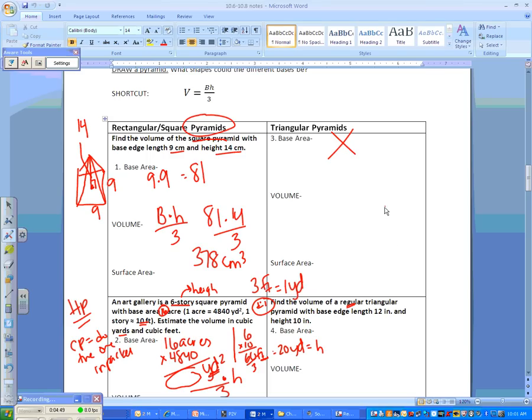I'll give you a hint. Regular, remember, means all the sides and angles are the same. So this is an equilateral triangle, and to find the area of the base, you're going to do base times height divided by 2. And remember, the base and the height need to be perpendicular. So you might need to use 30-60-90 triangles to figure out what the height of the base is going to be. Okay, so that's pyramids. Remember, the formula is just area of the base times height divided by 3.